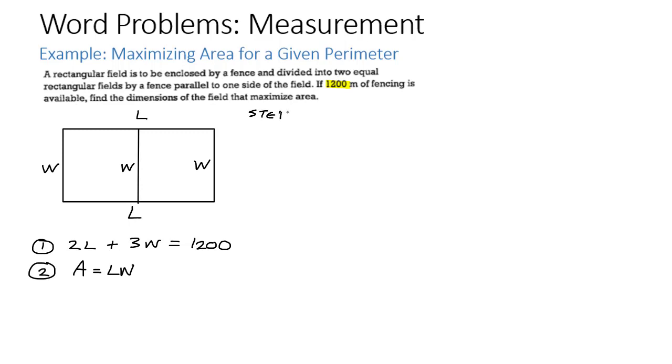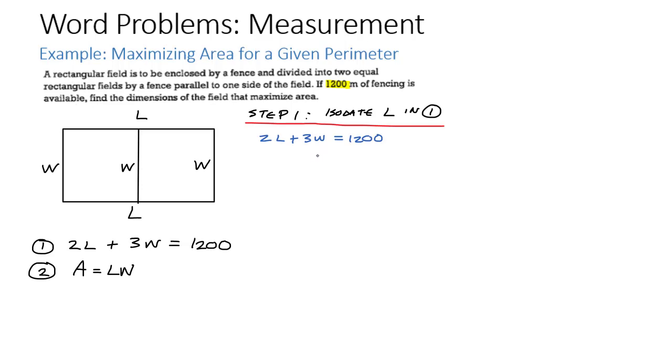So step one, we want to take equation one there, and let's isolate length or width. It doesn't really matter, who do you want to pick? I don't know, let's isolate the length in equation one. So let's do that right now. So step one, here we go. I'm going to take 2L plus 3W equals 1,200, and we decided to isolate L. It really doesn't matter which one.